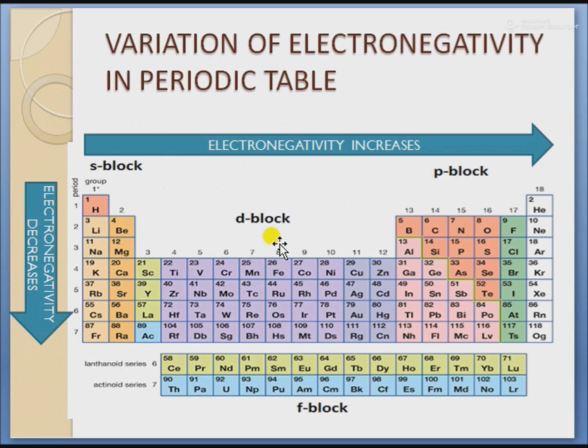Next is variation of electronegativity in the periodic table. Electronegativity increases when we move from left to right in a period, that is from s block to p block, or from metals to non-metals. Electronegativity increases, meaning the tendency to accept electrons or attract shared pairs of electrons increases, when we move from left to right in a period, and it decreases when we move from top to bottom in a group.